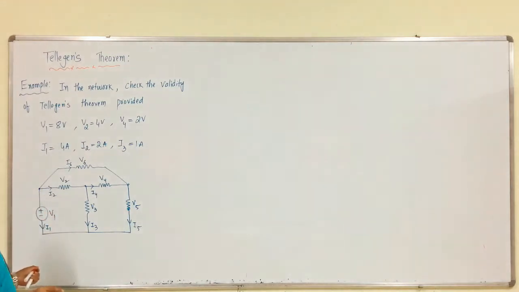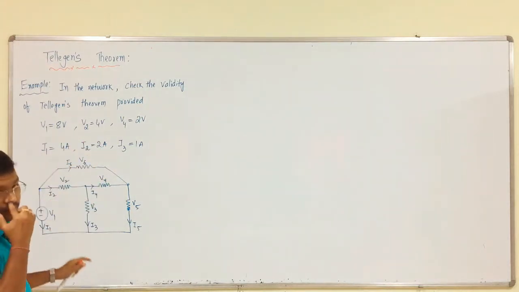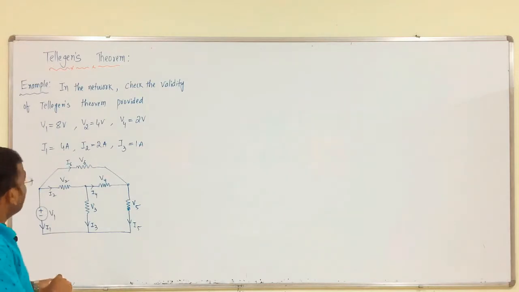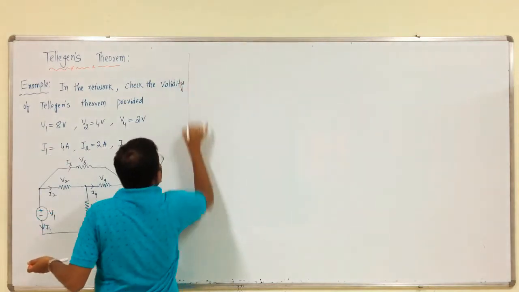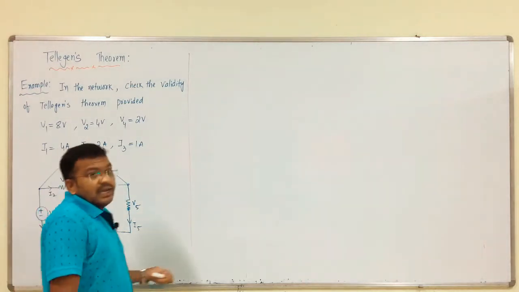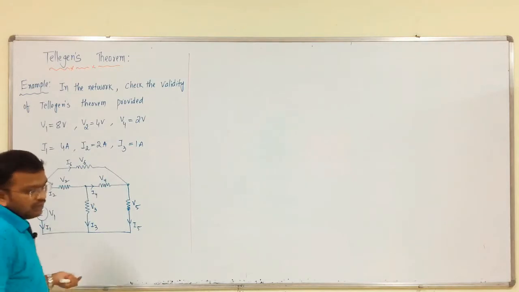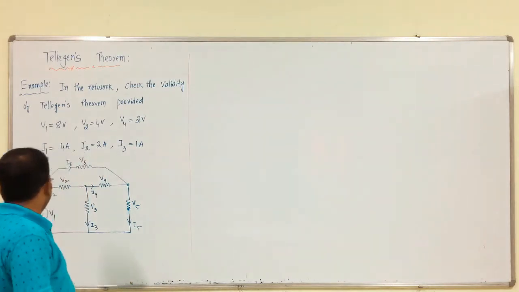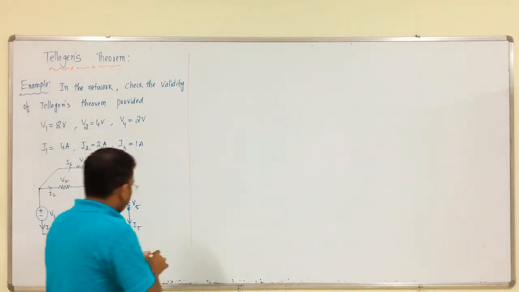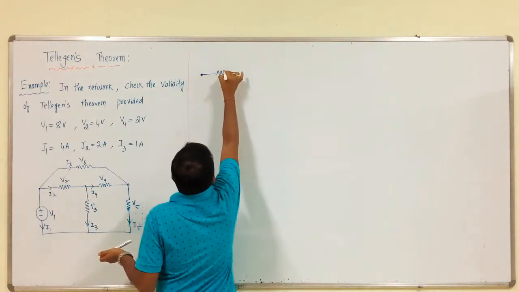So, this is the circuit in the network. Check the validity of Tellegen's theorem, provided V1, V2, V4 and I1, I2, I3 from this circuit. We have to check the Tellegen's theorem statement, that is, the summation of powers in each and every branch should be equal to 0. This is the circuit. Let us redraw this circuit.